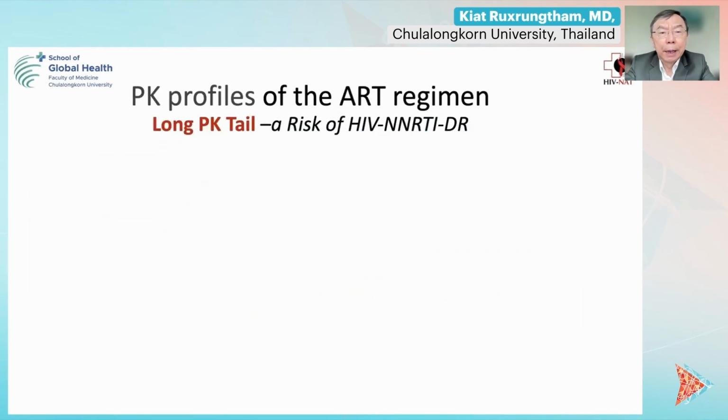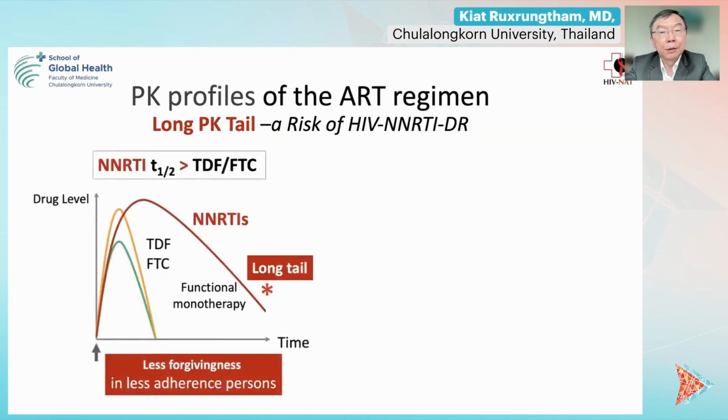The other factor that also leads to a higher risk of drug resistance is the pharmacokinetic profile of that particular ARV regimen. In this case, the big concern is the long pharmacokinetic tail of an NNRTI. It's a risk of HIV drug resistance in addition to the low genetic resistance barrier.